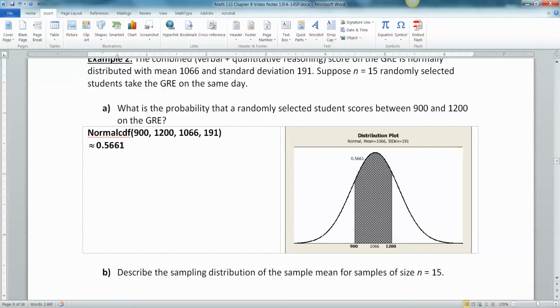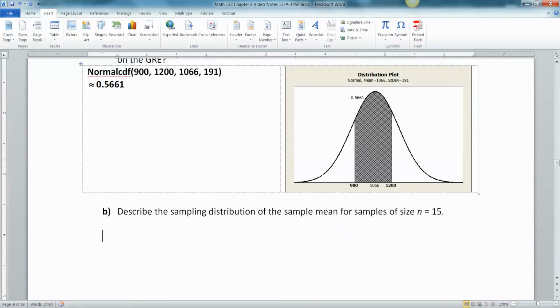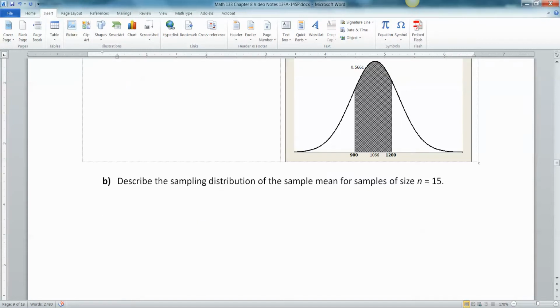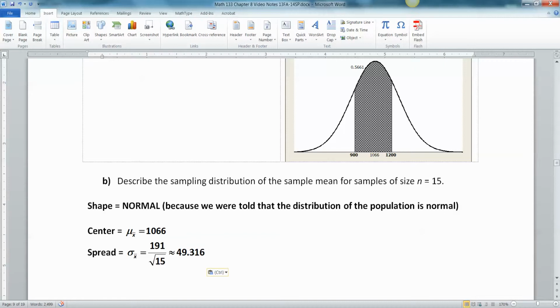Now we're going to start talking about sample means. So once you see sample mean in the problem or X bar somewhere, then you're no longer talking about a Chapter 7 problem. You're talking about a Chapter 8 problem where you're dealing with the sampling distribution of the sample means. So when it wants us to describe the sampling distribution, what it wants is shape, center, and spread. And there they are. Now the shape is normal. Well, pretty much everything in this course is normal. We don't deal with non-parametric stuff. That would be another statistics course.